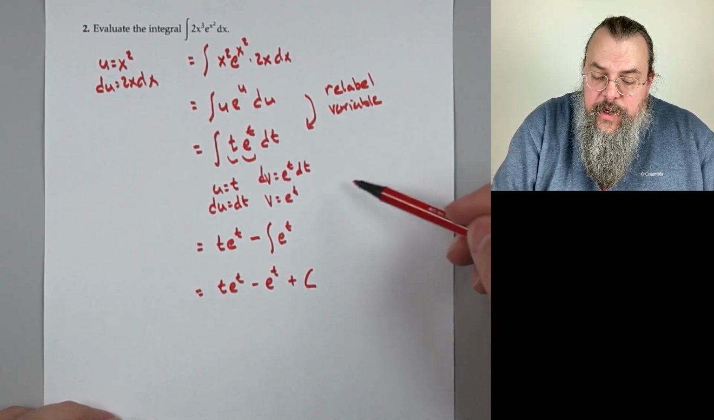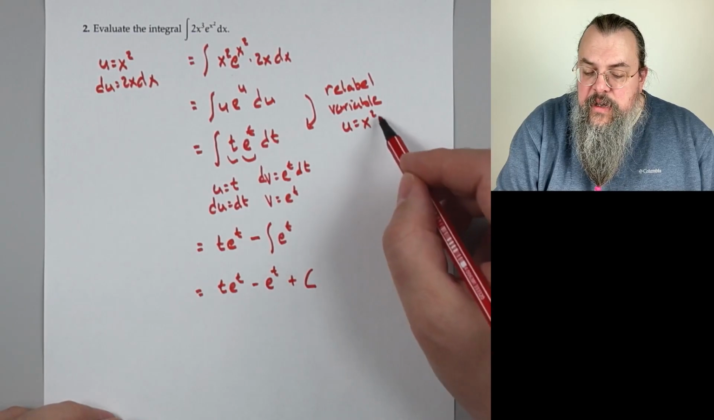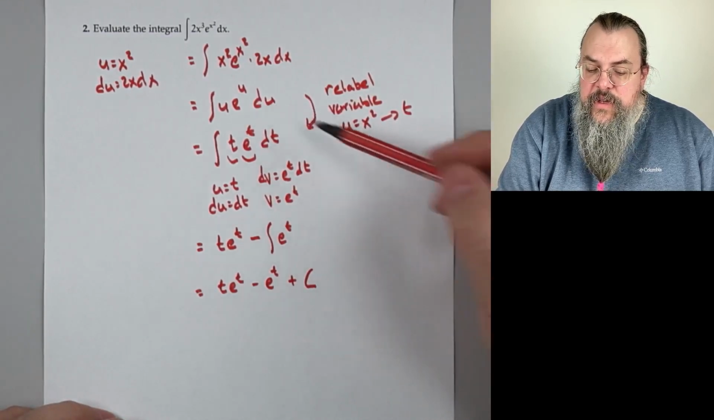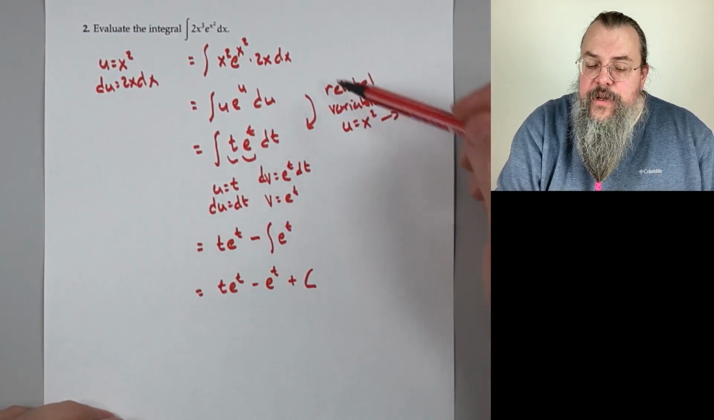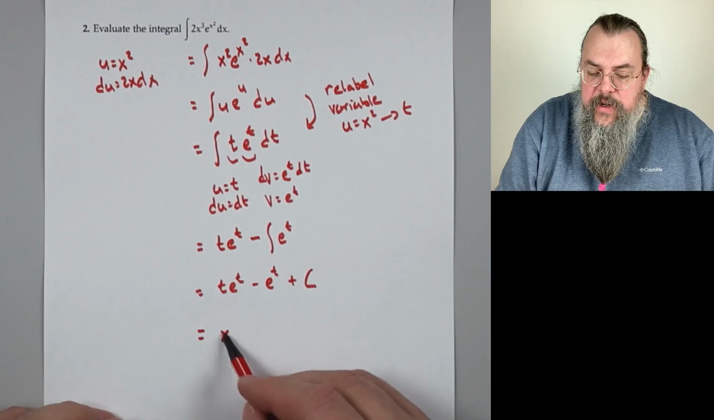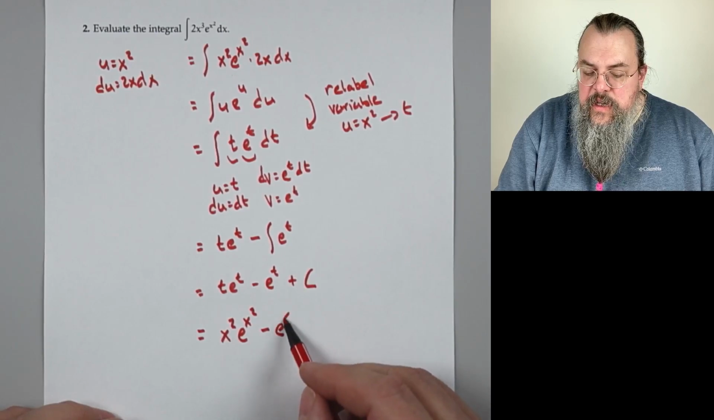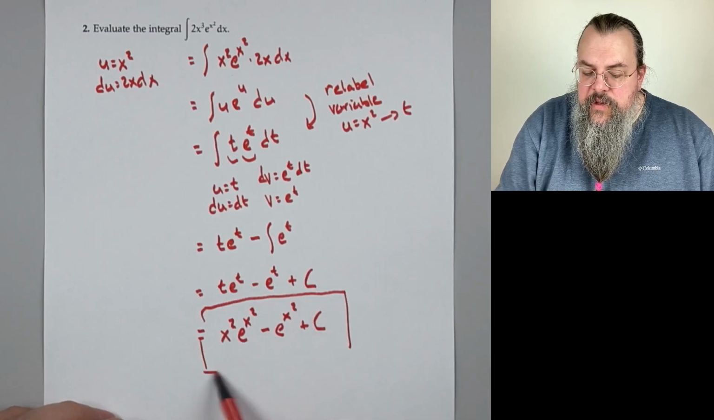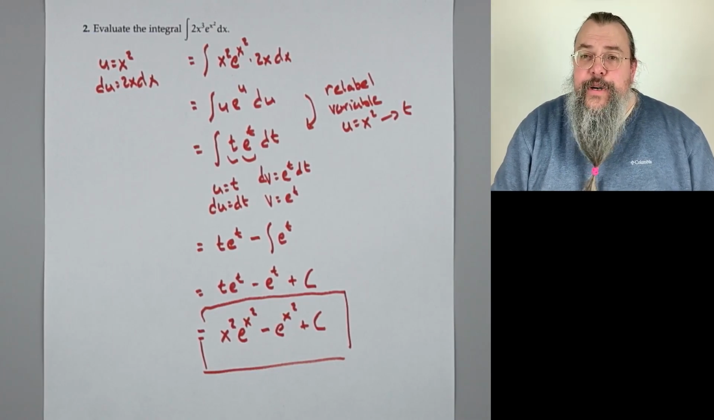But now we work our way back. When we relabeled our variable, u, which was x squared, became t. So t was what? Well, it's what we called u for a moment. Of course, then we called u something else. But in terms of the original, it really represents x squared. So this becomes x squared e to the x squared minus e to the x squared plus c. And we've successfully found our integral. And there we go. A nice integration by parts problem.